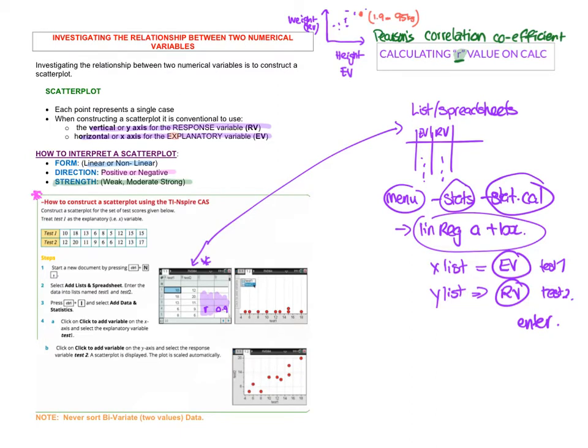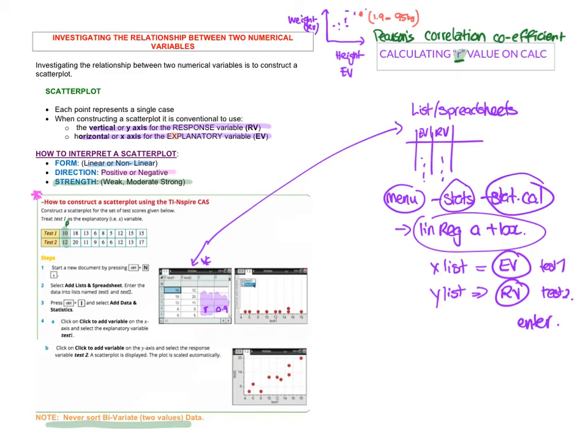Okay, so what we're going to do now is flick over to the next page, and we're going to see how we can categorize that now. You can't see it on the overhead, but can you see down the bottom it says never sort bivariate data? Can you see that on your notes on that page? What that means is, if we put the list into our lists and spreadsheet, this test 1, test 2, that's actually a person. That's someone's score.